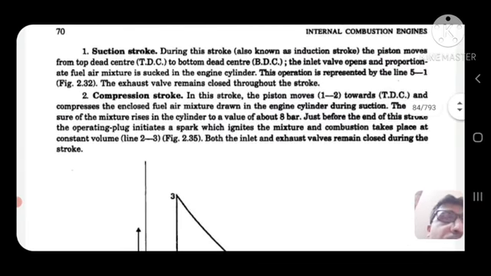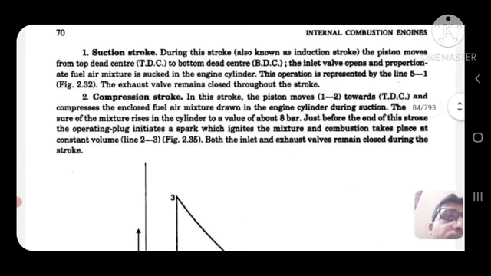Suction stroke. During this stroke, the piston moves from top dead center to bottom dead center. The inlet valve opens and the proportionate fuel air mixture is sucked into the engine cylinder. This operation is represented by the line 5-1. The exhaust valve remains closed throughout the stroke.